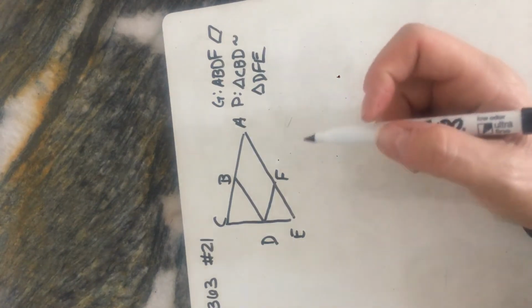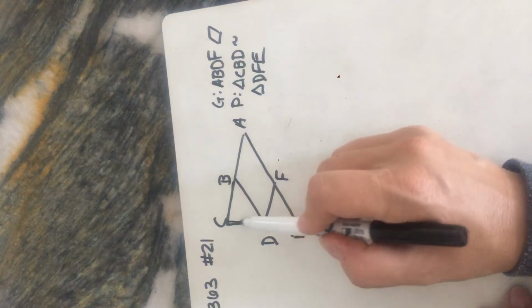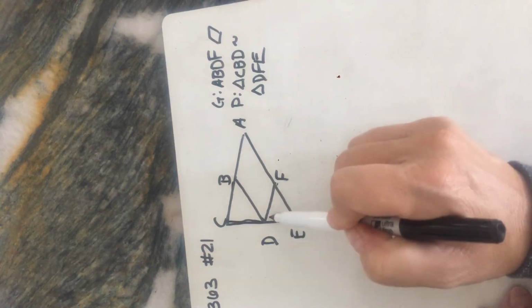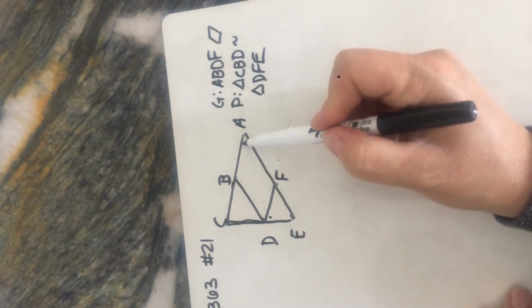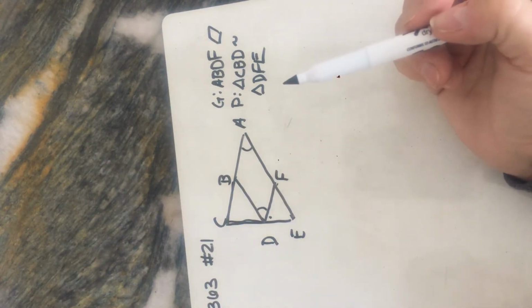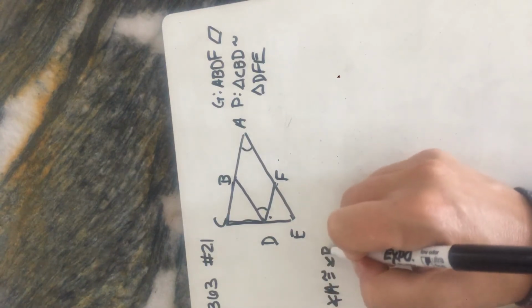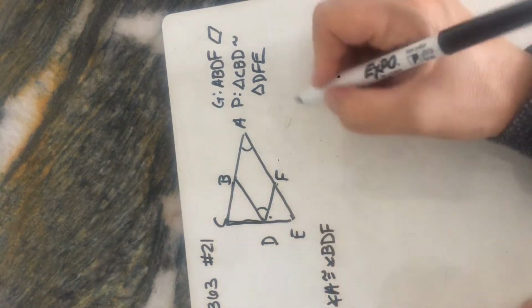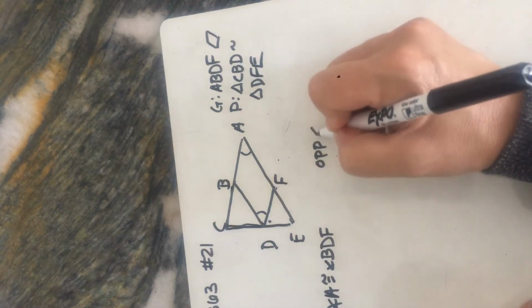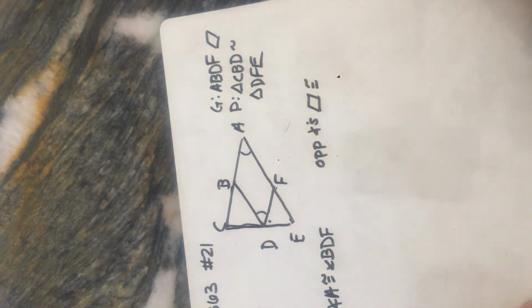Okay, so do you remember how to show triangles are similar? So let's see what we've got here. We've got a parallelogram, and we're looking at these two triangles here. All right, so we know that these angles are congruent, right? Opposite angles in a parallelogram are congruent. So angle A is congruent to angle BDF.